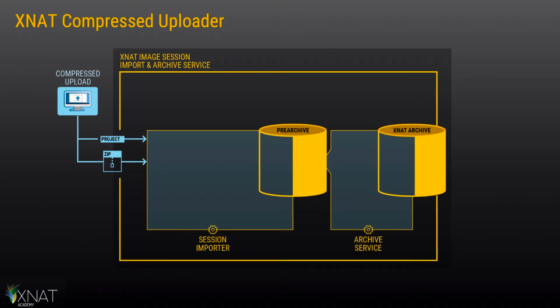In order to process incoming image sessions, XNAT needs to know what kind of data it is and where it belongs. The first thing that happens for any incoming session when it hits the XNAT server is that a session importer is triggered to handle it. The compressed uploader uses a very basic one of these, and it has a very generic name, Session Importer. This importer knows that we'll be receiving a zipped image session and a destination project already defined.